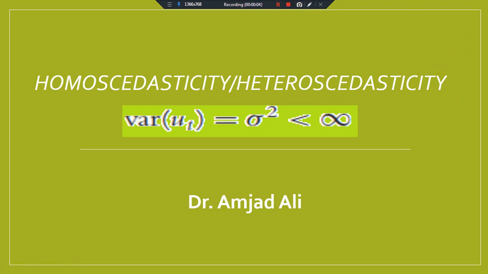In this video we are going to learn the second assumption of the error term, that is, the variance of the error term is constant. When the variance of the error term is constant, this is known as homoscedasticity, and when the variance of the error term is not constant, we call it heteroscedasticity. Let's give a detailed discussion about what happens to our estimated results when heteroscedasticity exists.